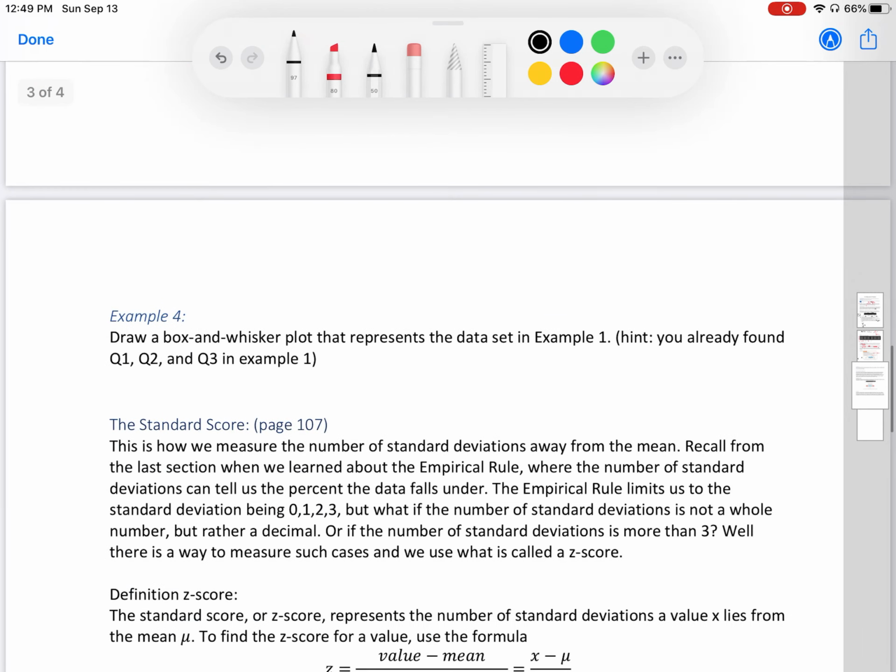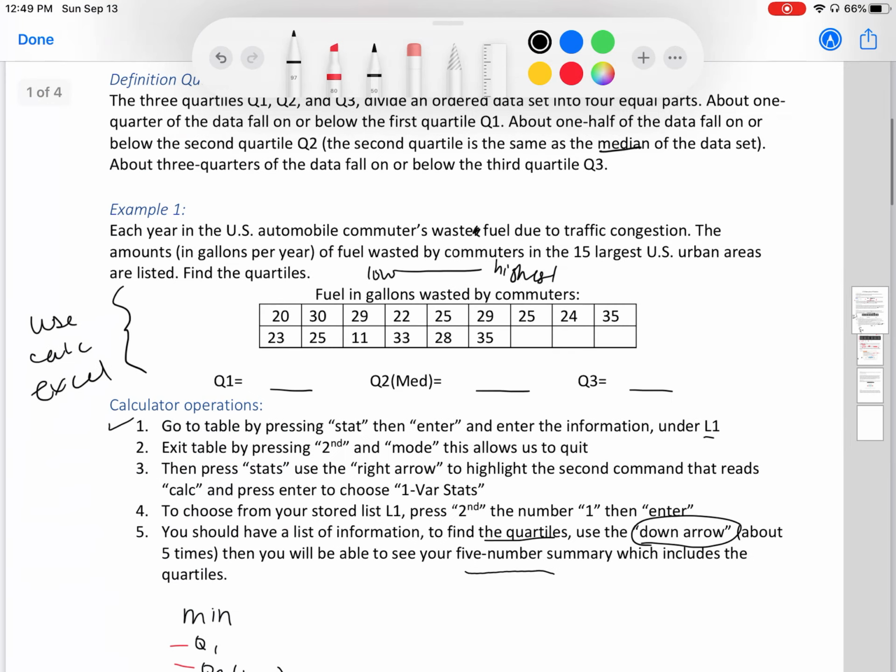Okay, let's do an example. Draw a box and whisker plot that represents example 1. Hint, you already found the values. So from example 1, you should have gotten... just kidding. Q1 is 23, Q2 is 25, Q3 is 30.